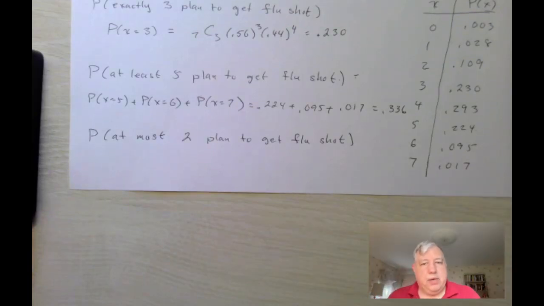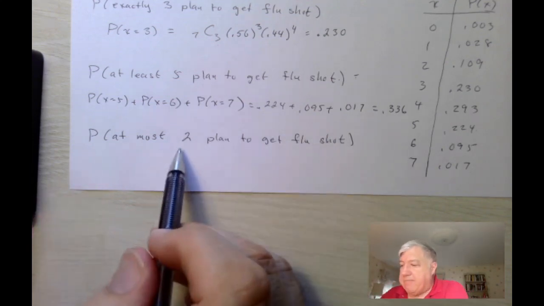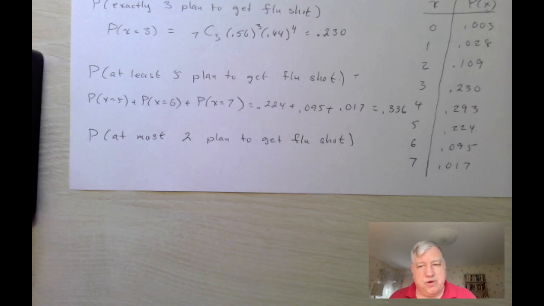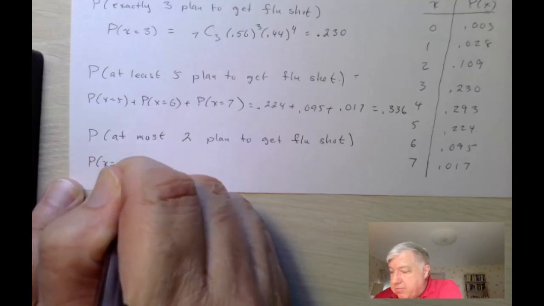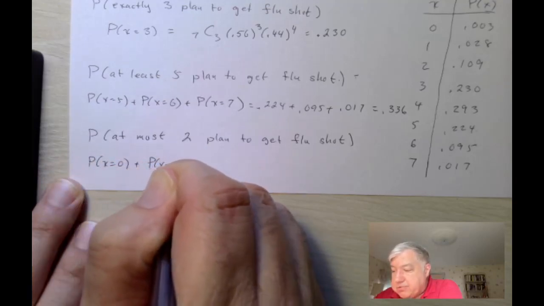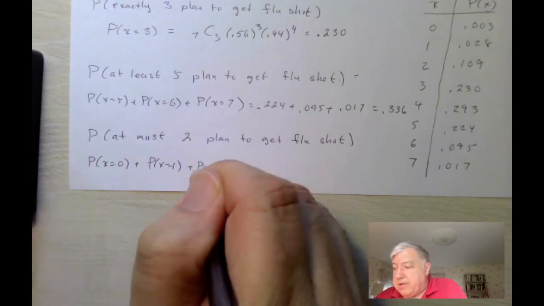Okay, and then if we wanted to find the probability that at most two people plan to get the flu shot, well, at most 2. So what are the possibilities for x? Could be 0, 1, or 2. So this would be the probability that x equals 0 plus the probability that x equals 1 plus the probability that x equals 2.